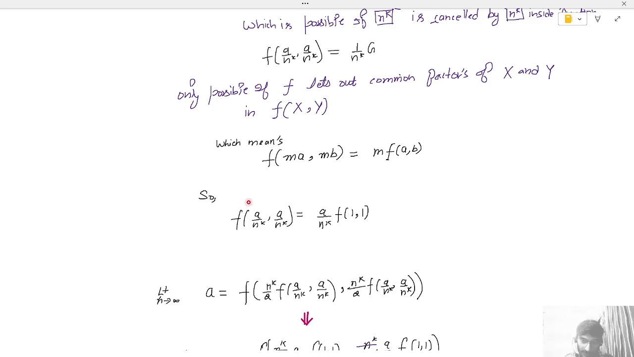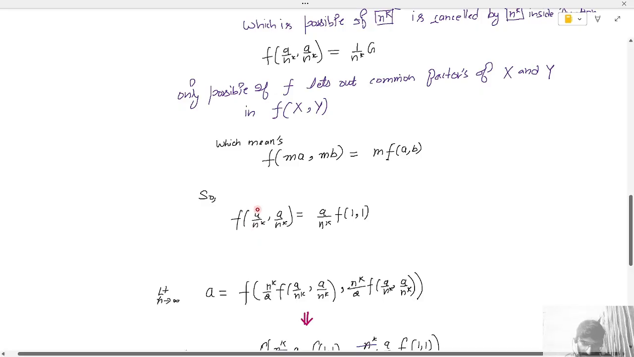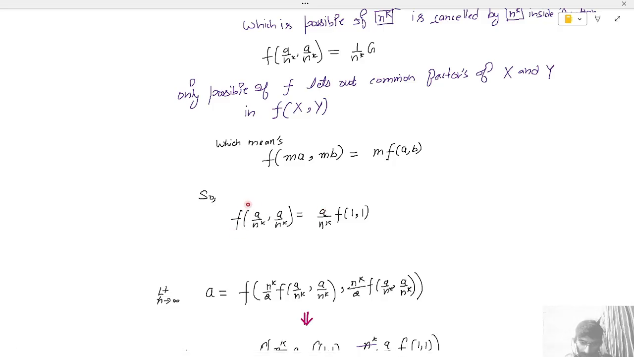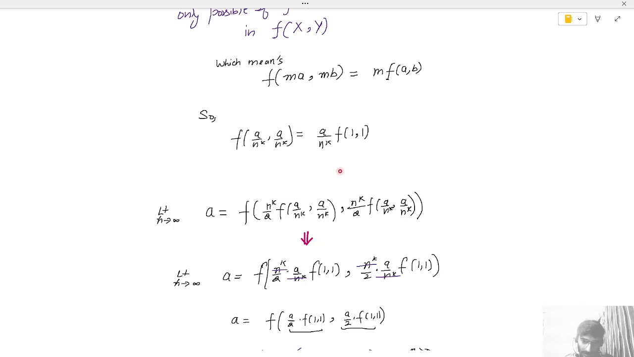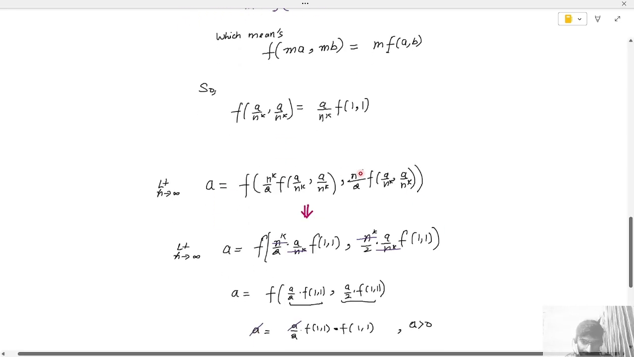So we can write it as m times f of b. If that is the case, then we can take out both a and k because they are common in both the inputs. So this whole function will turn out like this. The a and k will be multiplied with f of 1 and 1. And now we have this equation, our equation 1.